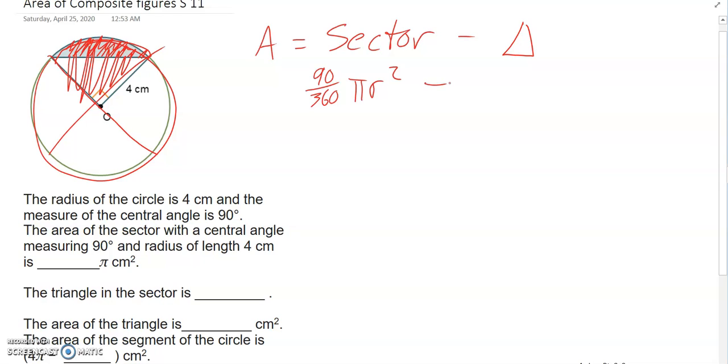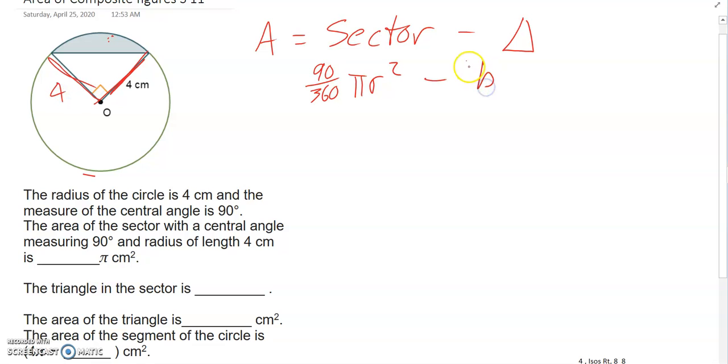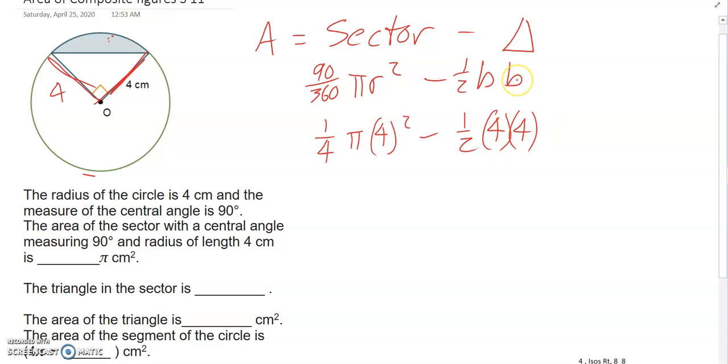And for the triangle, conveniently, to find the area, it's an isosceles right triangle. So the base and the height are going to be the same because it's a radius of the circle on both of those. So this radius here and this radius here are both going to be 4. So the base is 4. And the height is 4 as well.